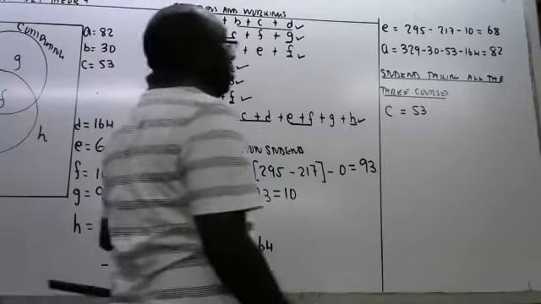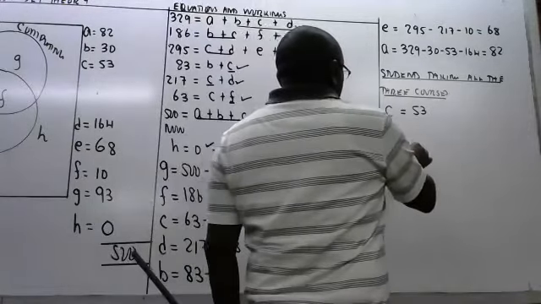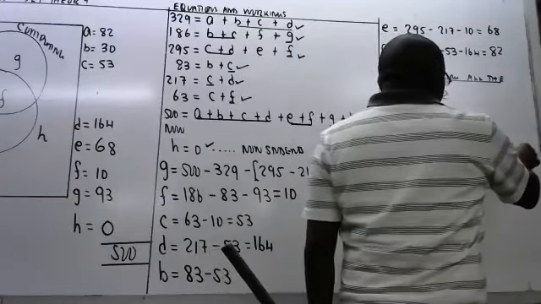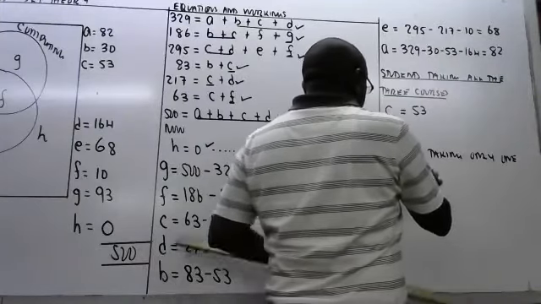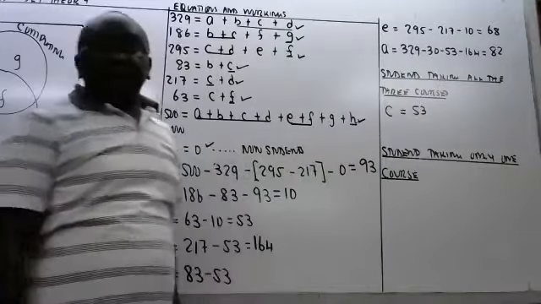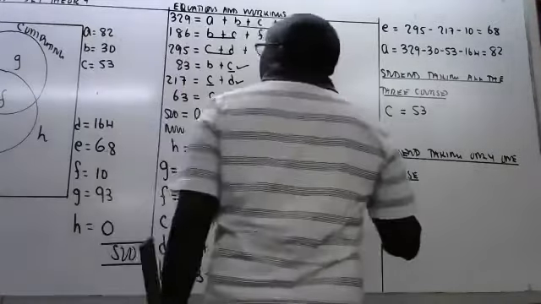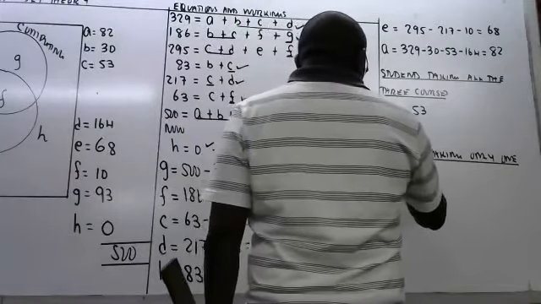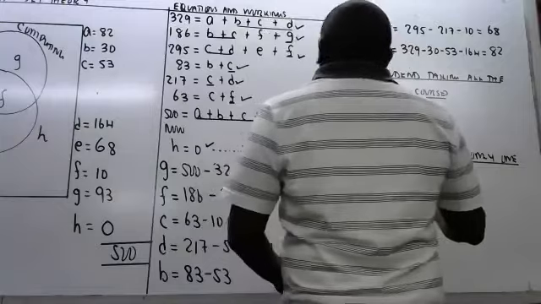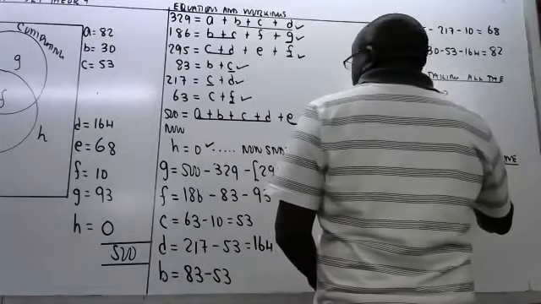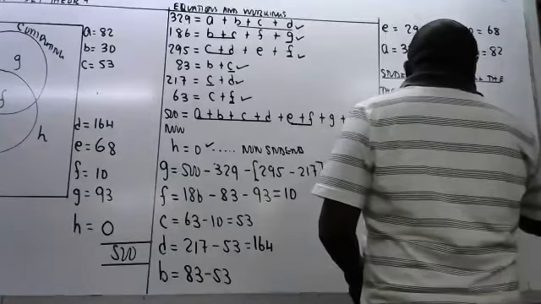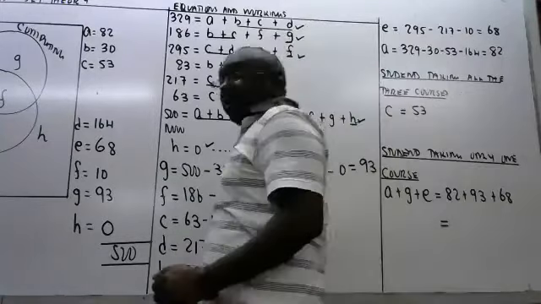And students taking only one course. Now those who are taking just one course are A plus G plus E, and that is 82 plus 93 plus 68.